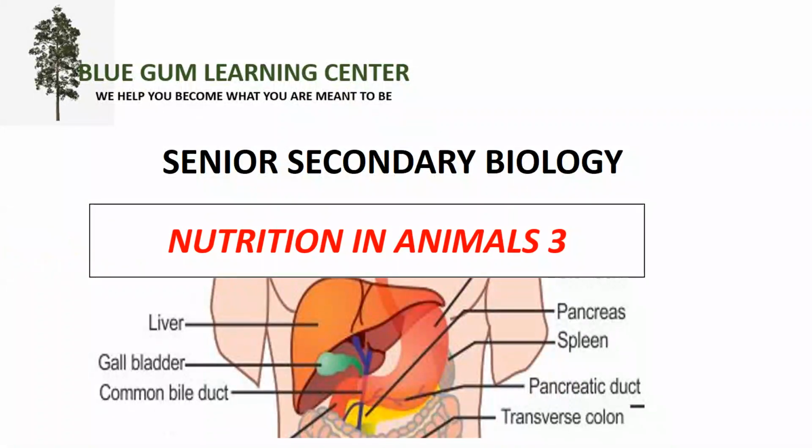Welcome to the third part of nutrition in animals. So far, we have looked at ingestion, in which food is put in the mouth, digestion, in which food is broken down in the mouth, in the stomach, in the duodenum, and in the jejunum. We have also looked at absorption, which happens in the ileum.